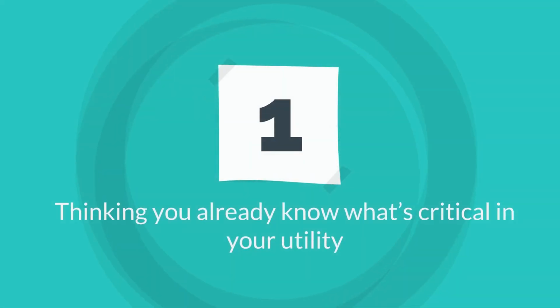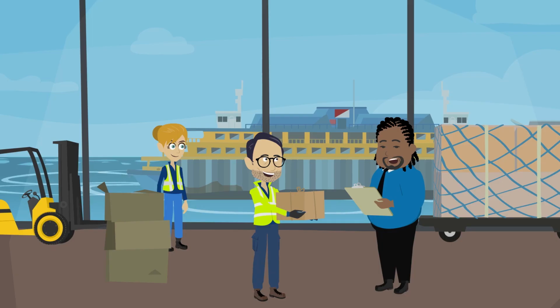Mistake 1. Thinking you already know what's critical in your utility. I think we got them all. These machines are all of our critical assets. Looks like you missed something. Are you relying on a hunch that your organization truly understands the criticality of its systems?